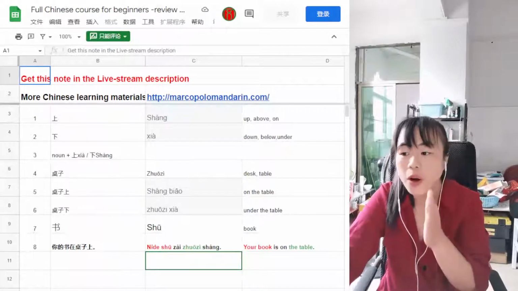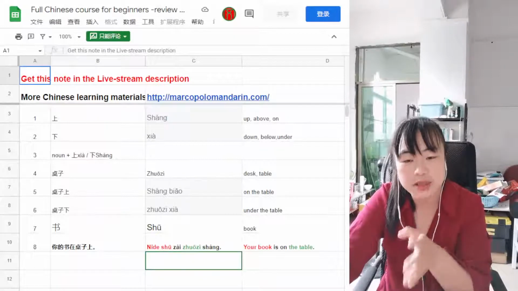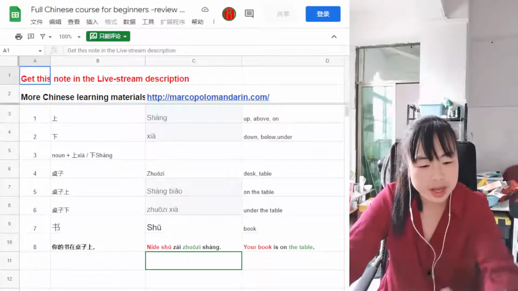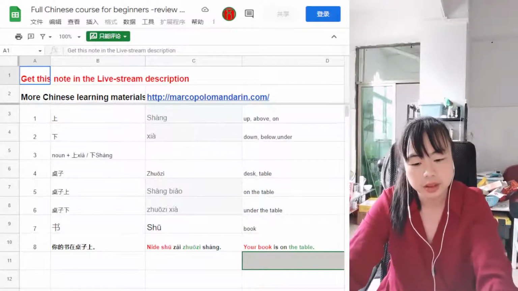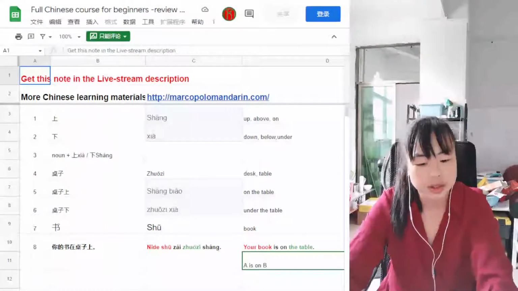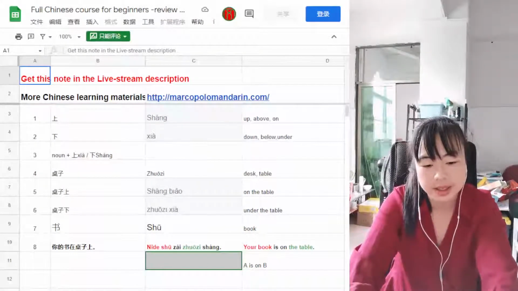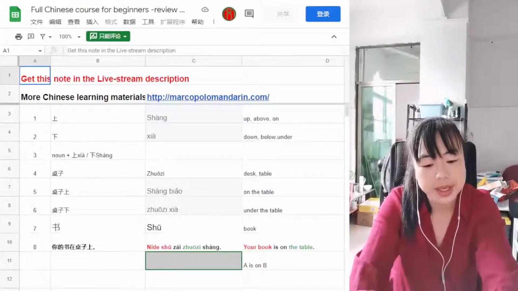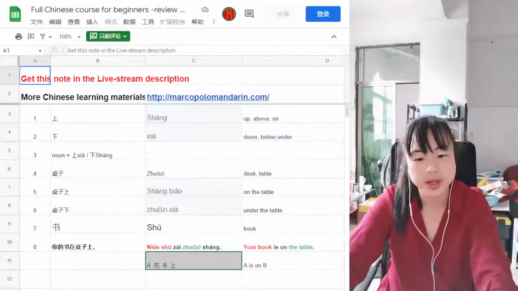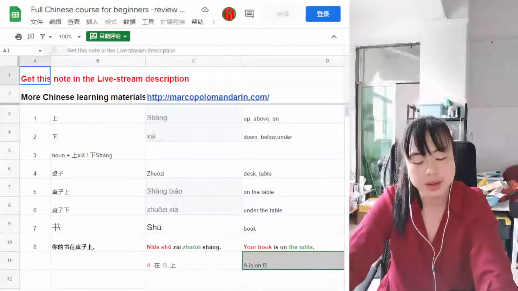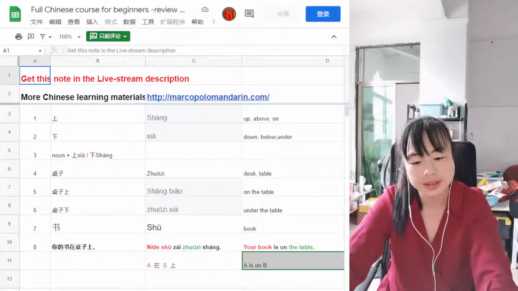So we follow the Chinese order. Pay attention to the order of this sentence. In English, A is on the B. In Chinese, it's A 在 B 上. We also mark it in different colors. So red, black, green, black again. Understand?